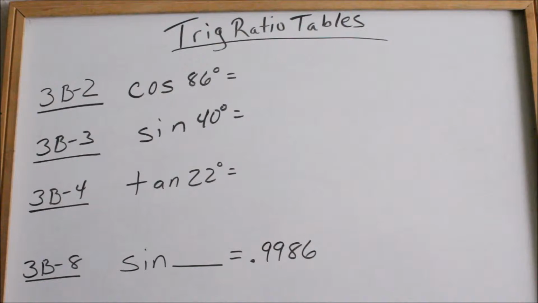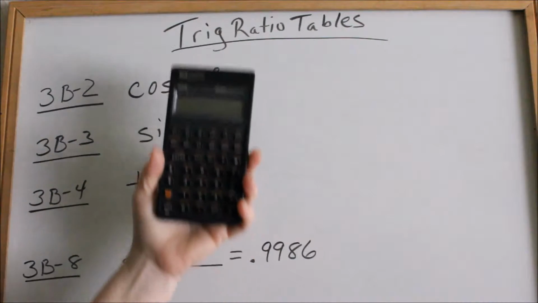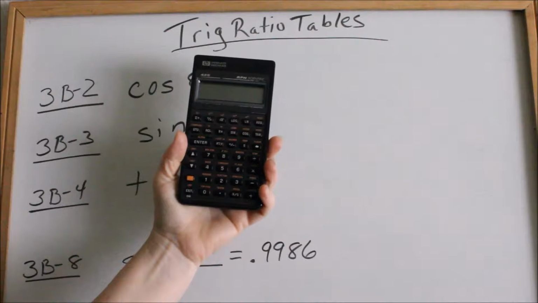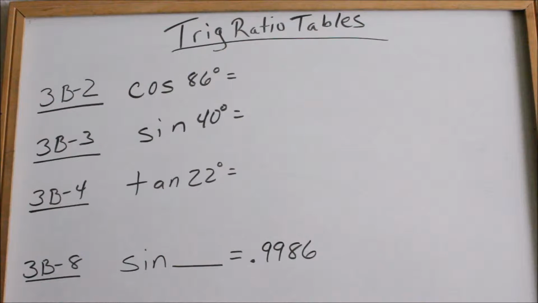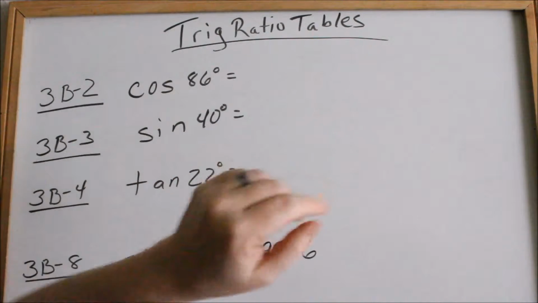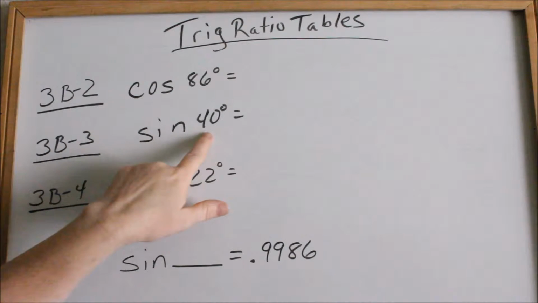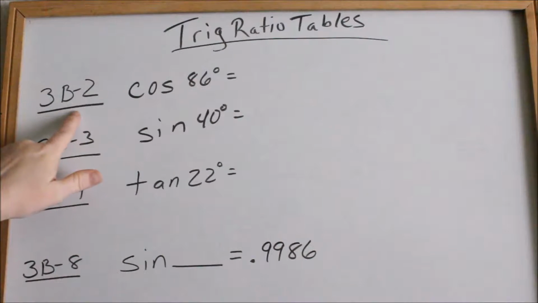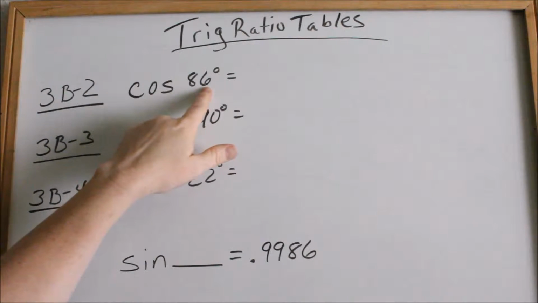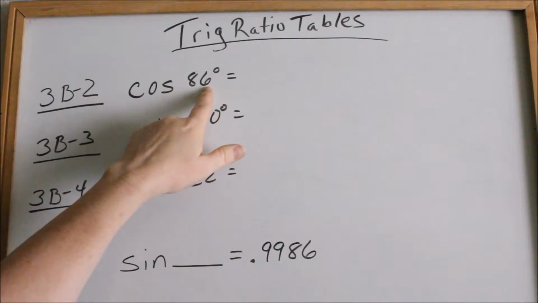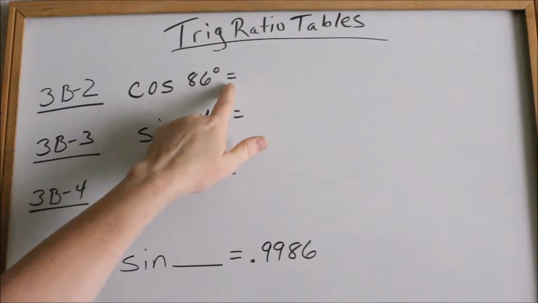Well, in present day, we have these nice computers in our hand that we can do this on our calculator. But a long time ago, back in the day when they were sending people to the moon, they didn't have nice computers or calculators, and so they used tables to find what these specific numbers are. So if you look at 3b2, we're going to be finding cosine of 86 degrees using the trig tables, and then eventually we're going to be doing it on our calculator. And remember, trig ratios are to 4 decimal places.